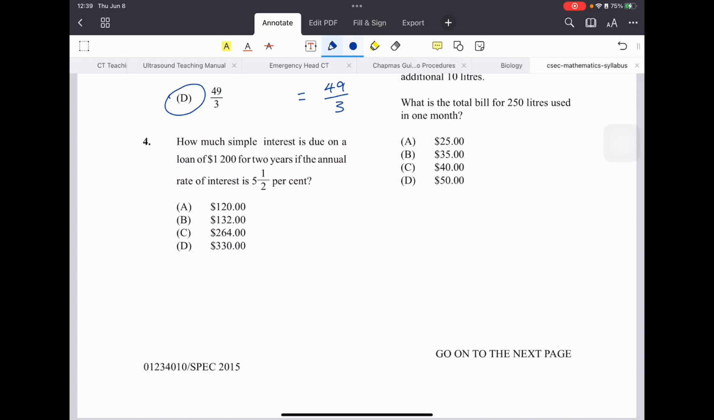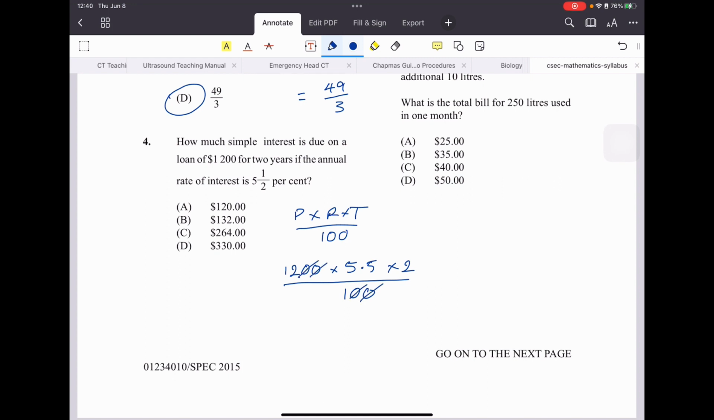Okay, simple interest now. So how much simple interest is due on a loan of $1,200 for 2 years if the annual rate of interest is 5.5%? Okay, so our simple interest formula is principal by rate by time over 100. So our principal is 1,200. Our rate is 5.5, but I'm going to choose to write it as 5.5. I think that makes it a bit easier. And it's 2 years, right? All over 100. So we can cancel out our 2 zeros with the 1,200 here.